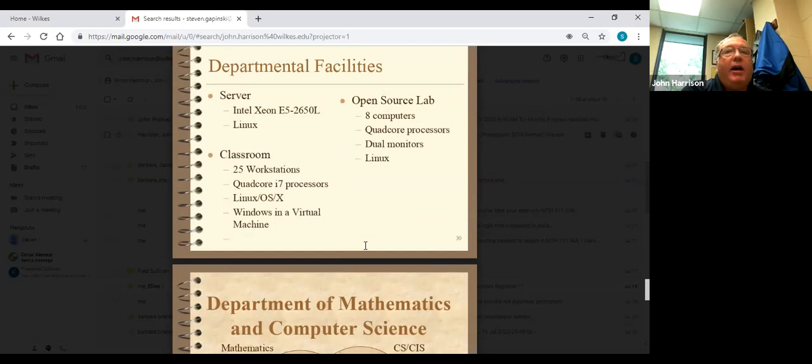We have a 25 workstation classroom, and we have an open source lab with 8 computers. They're running Linux and they run virtual Windows. Understand these are managed by students, okay? So we have a faculty system manager, and then we have student system managers who manage these systems. Very few schools you're ever going to go to, you would get this kind of an opportunity. If you get selected to do this kind of work, it is invaluable experience in system management.